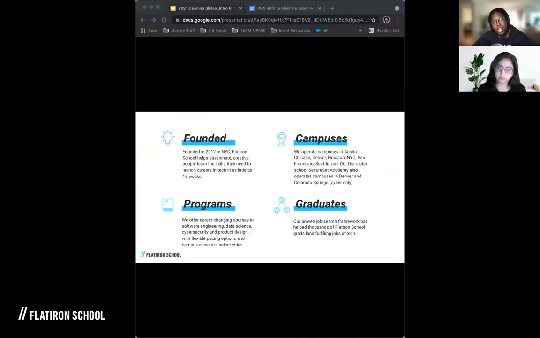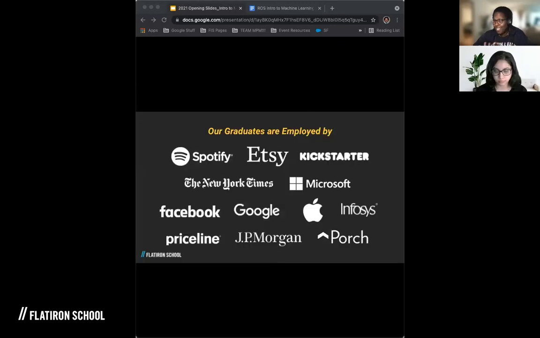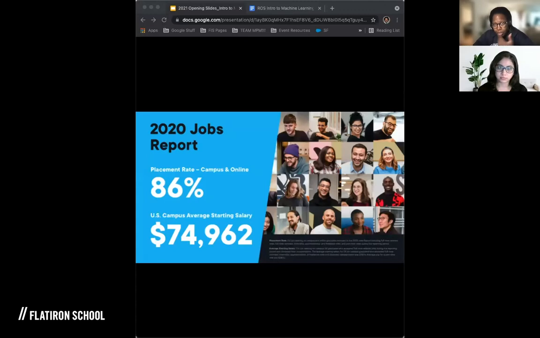Our true differentiator is our proven job search framework, which has helped thousands of our grads break into the tech industry and land jobs at places like Spotify, Etsy, Google, Porch, Infosys, and so many more that are not mentioned here. These are just the big names for you. The best boot camps get graduates jobs and are happy to prove it.